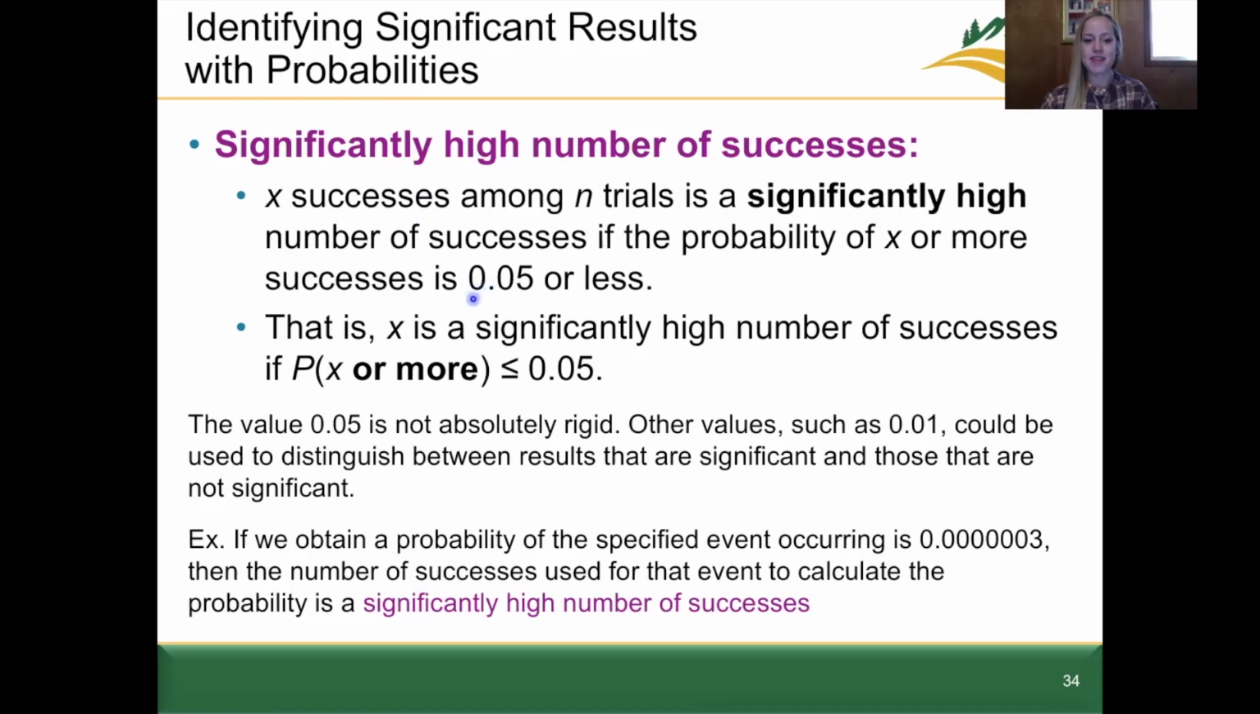I went back to this slide to show you this in wording here. So when determining if we have a significantly high number of successes, we're really asking the probability of X number of successes or more if that's less than or equal to 0.05. Now let's go back to our example and plug in what we know for X, so the number of games or more.